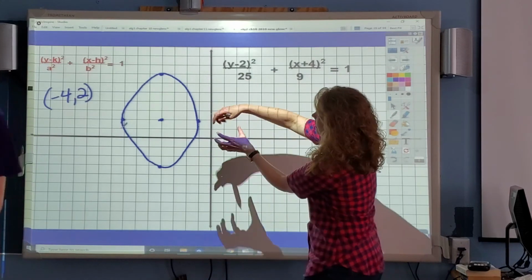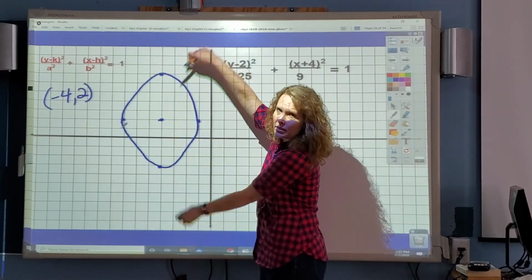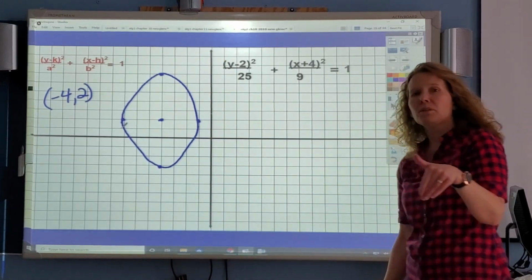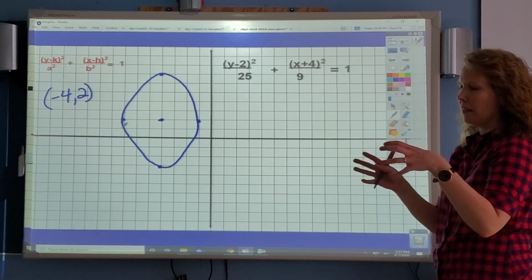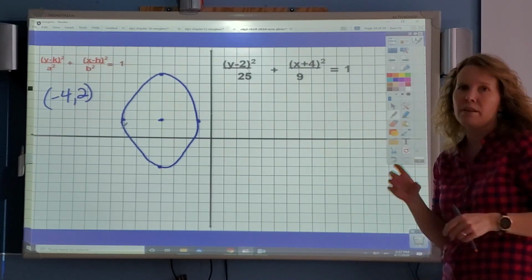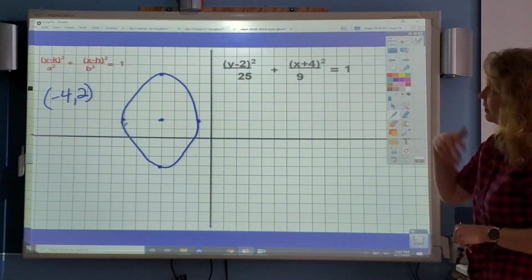Now, if you look at it, this is your major axis. Remember, I told you I was going to do one where it was kind of stretched out like that. Later, I'm going to do a video on how to take a regular equation and put it into the standard form. So I'll have a separate video for that later. But there you go. There's your ellipse.